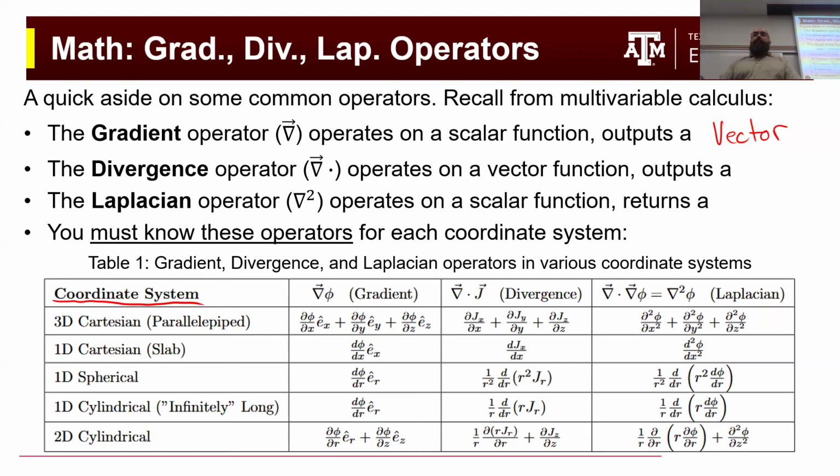The divergence operator, you can tell the difference because it has the same kind of symbol, but then there's a dot. And so it's a dot of two vector quantities. And when you dot two vectors, what kind of quantity do you get out? A vector dotted with a vector gives you a scalar. So the divergence is a scalar quantity.